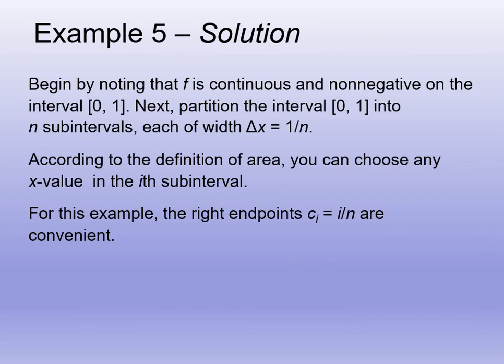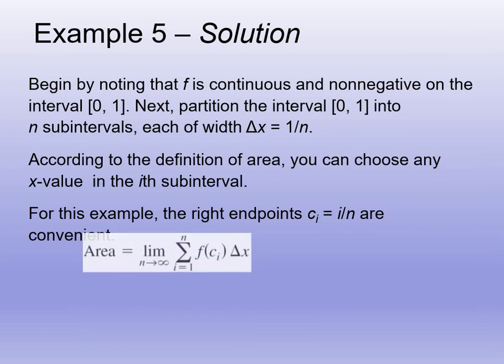Remember, those are i over n. And remember, we're starting at 0. That will change if we're starting at a different value here, okay? But we'll use ci equals i over n. They're the most convenient ones.